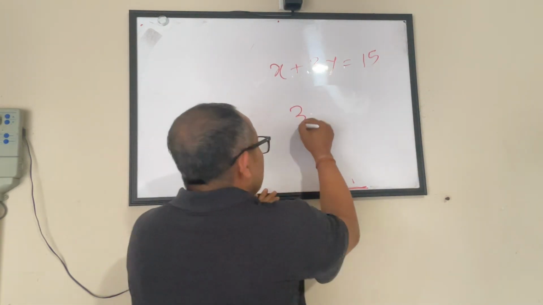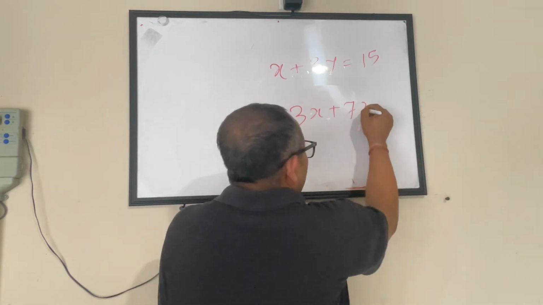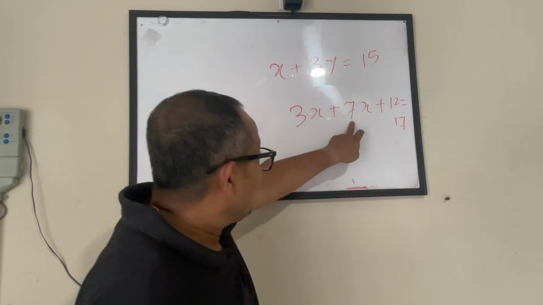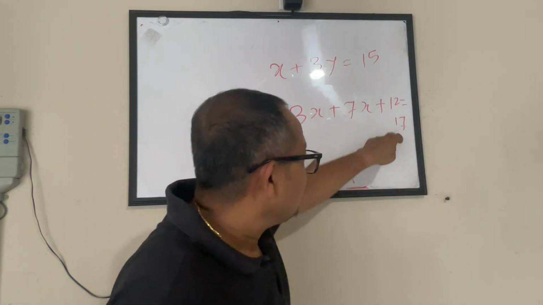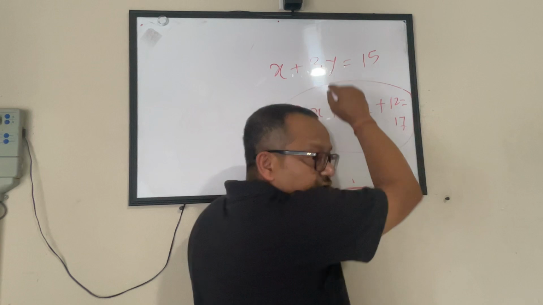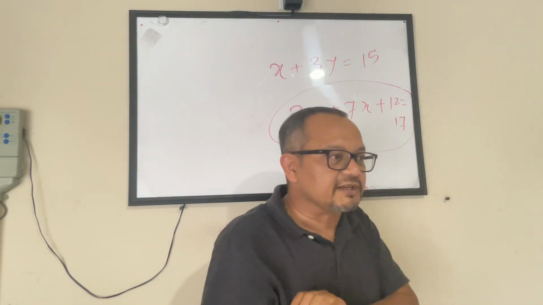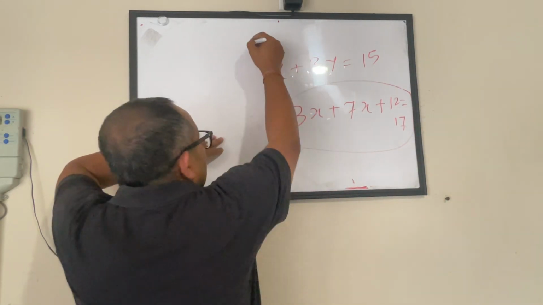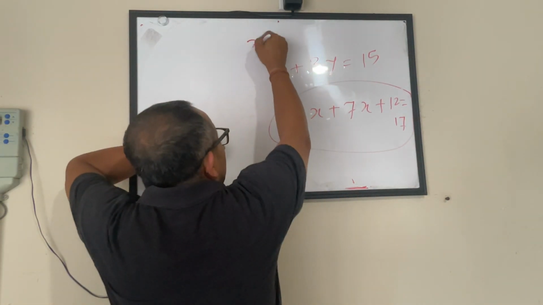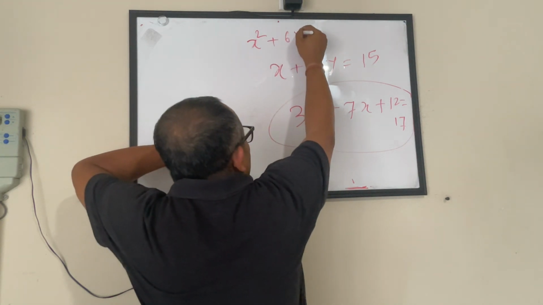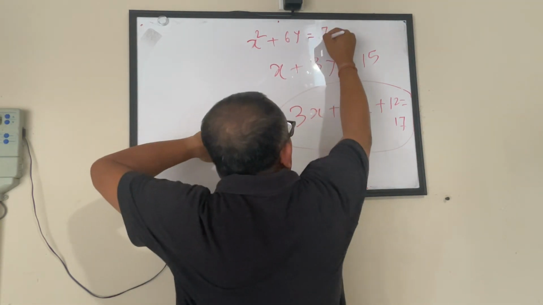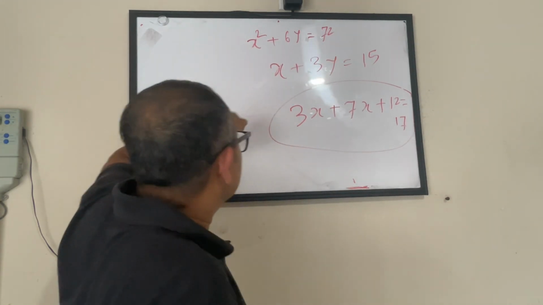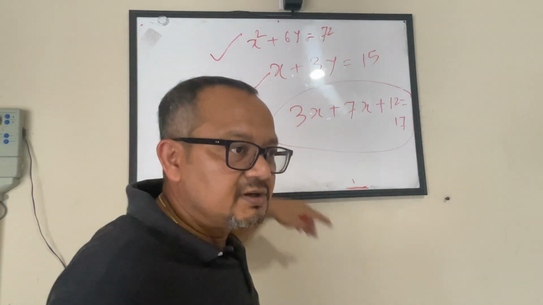You can solve 3x plus 7x plus 12 equal to 17. Why? Because you're talking about only one variable. One variable, one equation. Two variables, two equations. Three variables, three equations. As simple as that. If you have to solve for 2 variables, you have to have 2 equations. There has to be some equation, even if it says x squared plus 6y equal to 72. You have 2 variables, x and y, and you have 2 equations. This is one equation, this is the second equation.